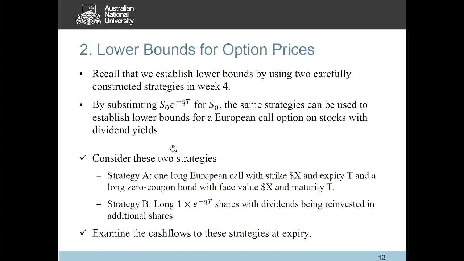And the way we're going to derive the lower bound is by using two portfolios, the same strategy that we did back in week 4. So we're going to set up two portfolios, portfolio A and portfolio B.